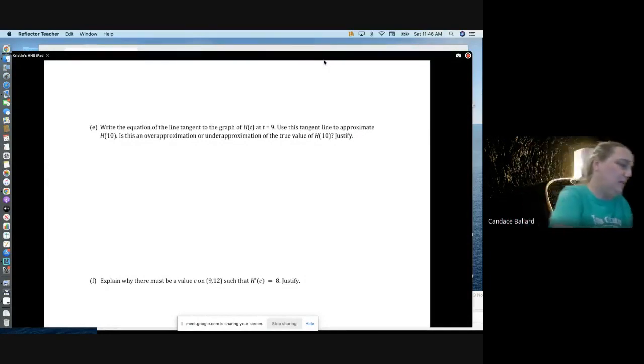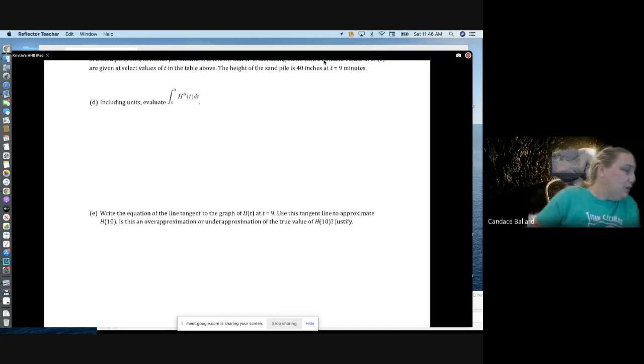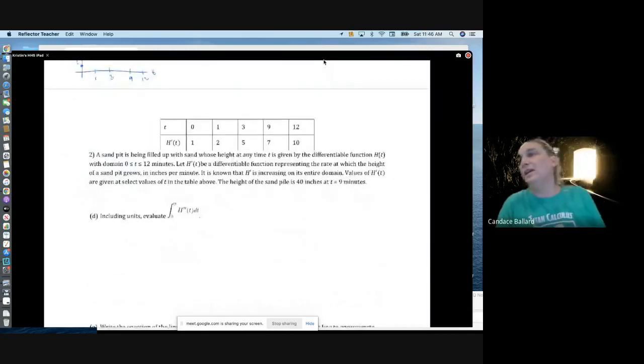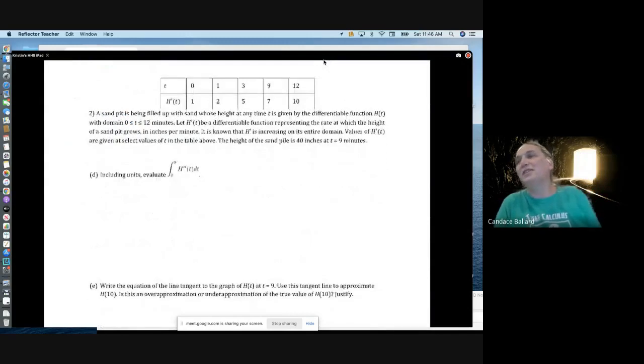On the last one. Oh, I did miss the units, Cynthia. You're right. So our units should have been inches per minute. So write inches per minute on it. You'll work on it during the summer. Okay, good.